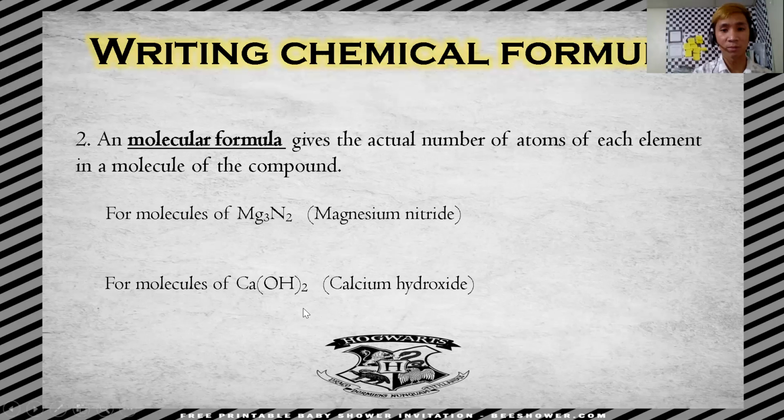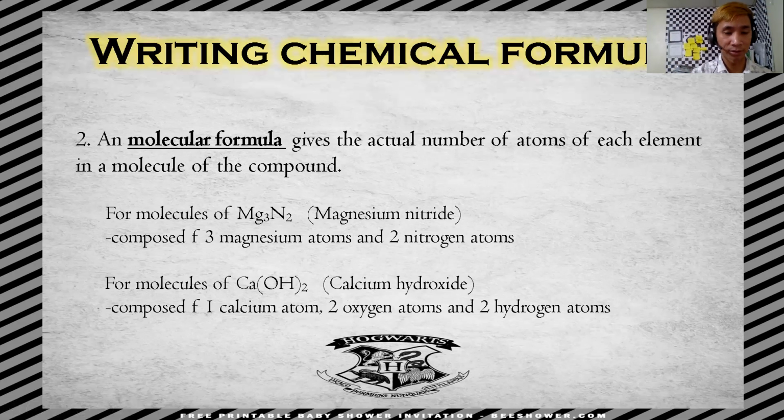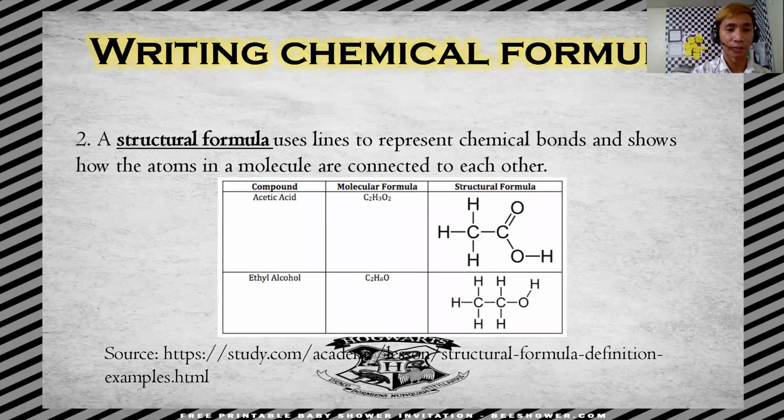Ganun lang siya. That's calcium hydroxide. Yan. Okay. Next one is structural formula. So it uses lines that represent chemical bonds and show how the atoms in the molecules are connected to each other. So ganyan yan, makita mo yung bonds. So that is the structural formula.